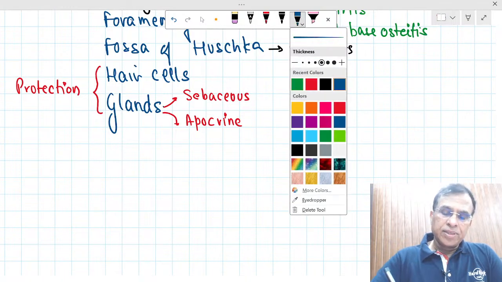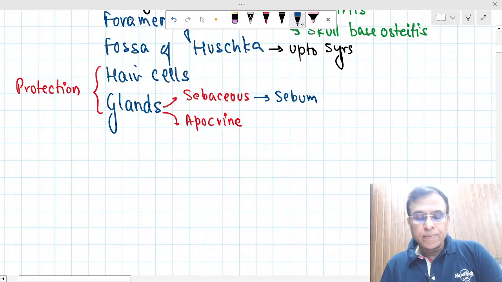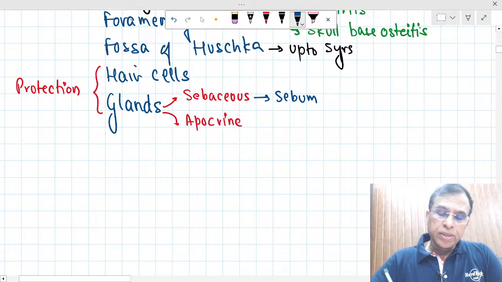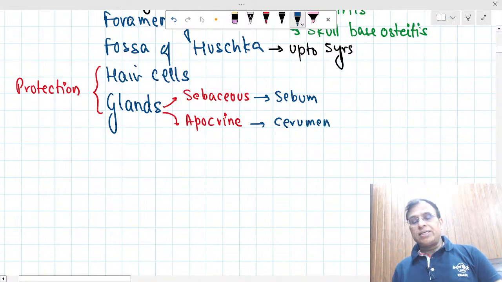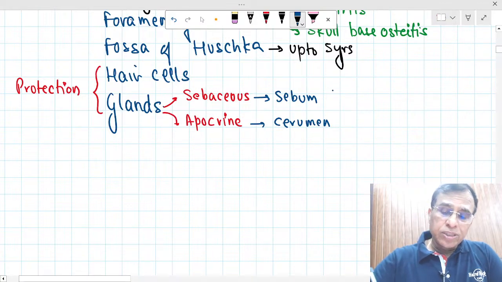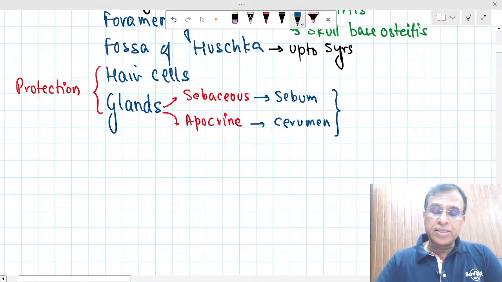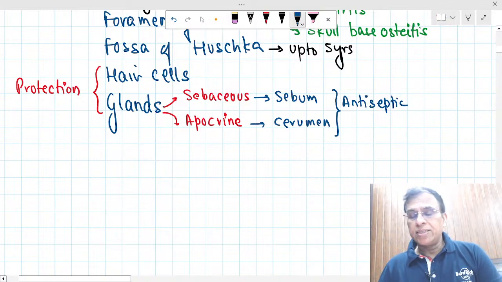Sebaceous gland secretes sebum, and the name matches the name of the gland, so it's easy to remember. Apocrine gland secretes cerumen, and that's why apocrine gland is a type of ceruminous gland. Third point, what is the main property of these 2 secretions from this gland in the canal? They both have antiseptic property, and that's how they can kill the pathogen and therefore protect us.